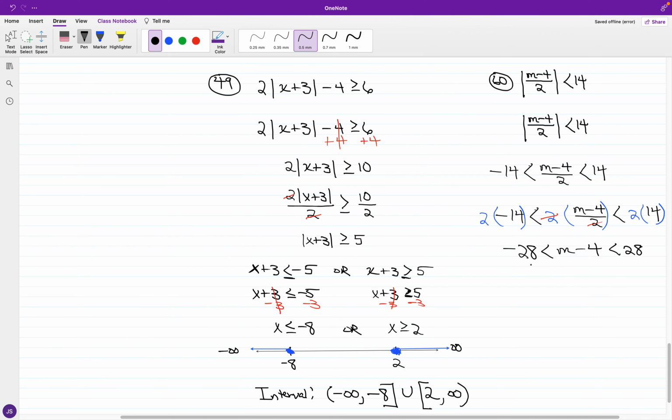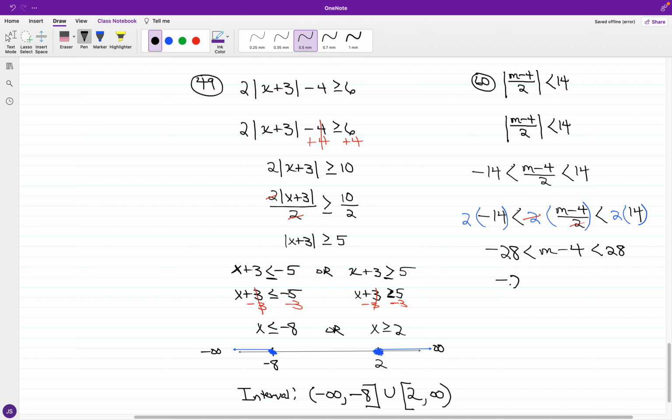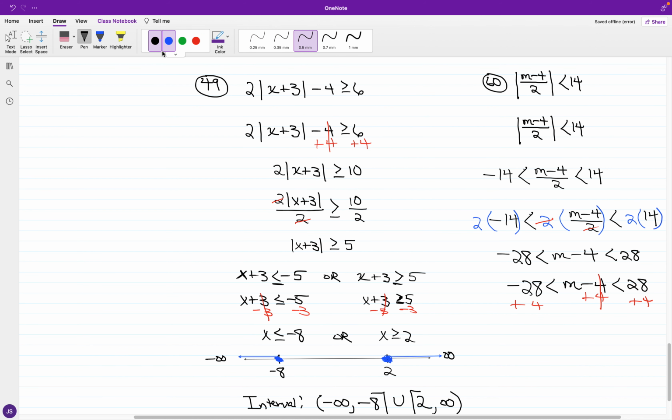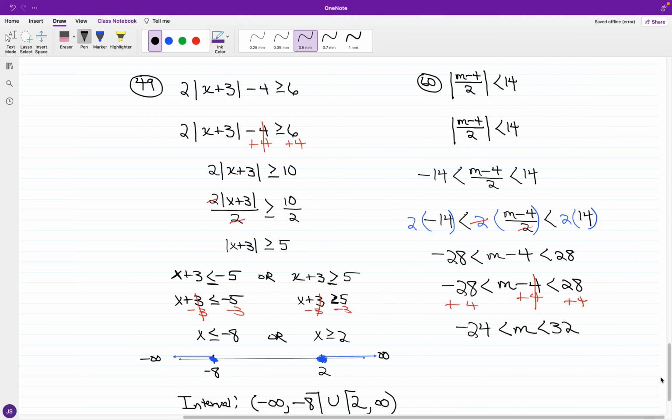And as we get nearer to solving for m, we just have the subtraction of 4 to undo. So if I add 4 to all sections, I have negative 28 plus 4, so this will make negative 24. And we have is less than m is less than 28 plus 4, which will be 32.